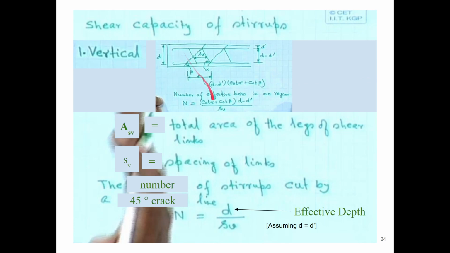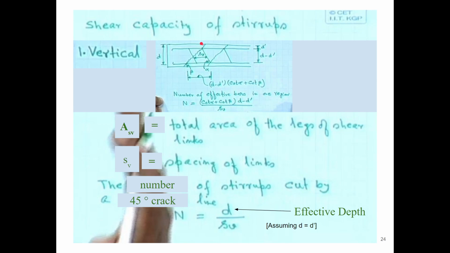In this case, the number of effective bars in any region, n, is given by cot alpha plus cot beta into (d minus d prime) by Sv. You can use trigonometry. For example, if you draw a vertical line here, you will see that this is d minus d prime, and this is a 90-degree triangle, right?